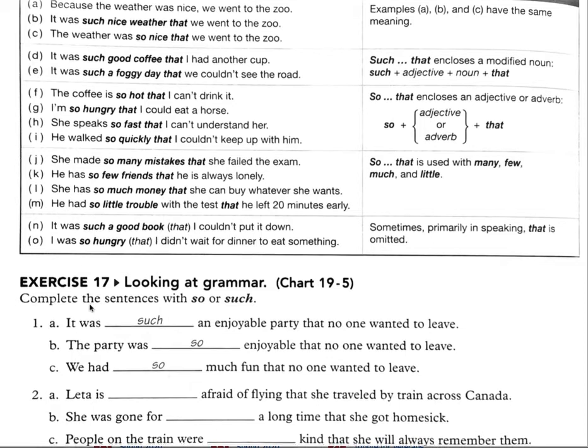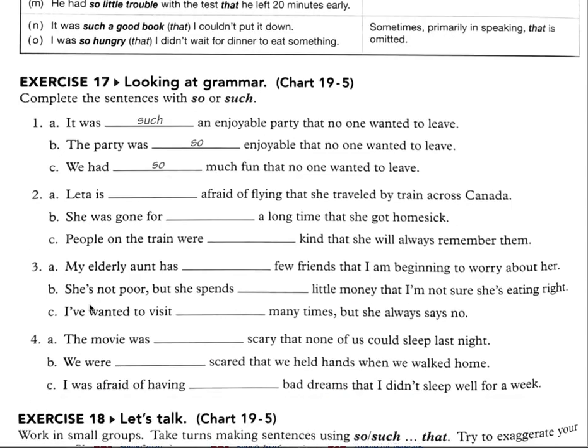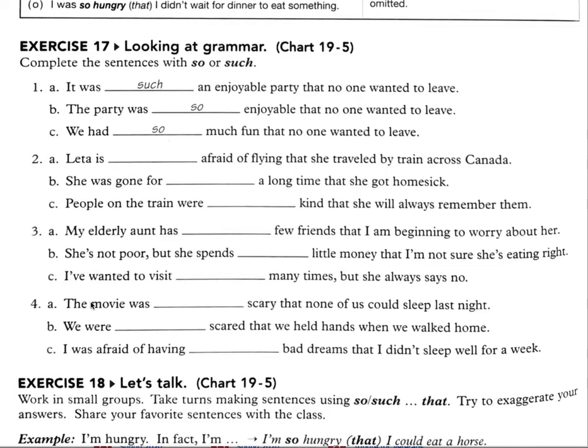Okay? So we look at exercise 17. Complete the sentences with so or such. Remember, if it's followed by a modified noun, you're going to use such. If it's followed by an adjective or an adverb or an expression of quantity, you're going to use so.